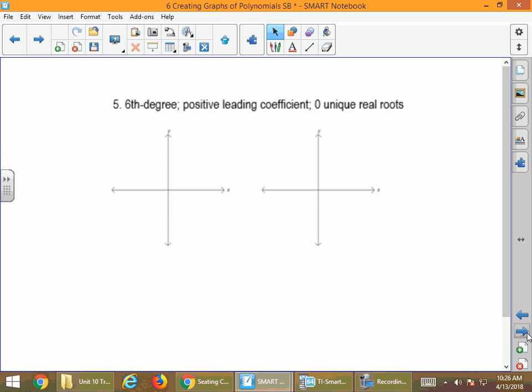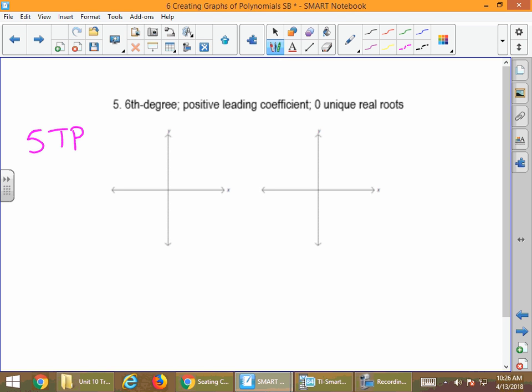So if we look at problem number 5, 6th degree, positive leading coefficient, 0 unique real roots. Well, 6th degree, first of all, how many turning points are we going to have? 5 turning points. So we've got 5 turning points. Positive leading coefficient. We're going to end going upward, and because this is an even function, 6 is an even number, the end behaviors are both going towards positive infinity.